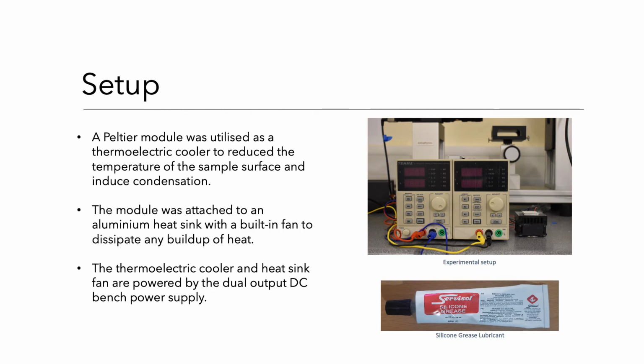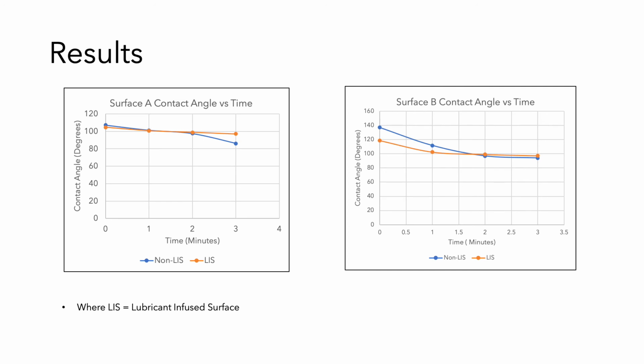As condensation commenced, the contact angle on the surfaces began to decrease, revealing a gradual loss of water repellency. This serves as confirmation that condensation can inhibit the functionality of microstructured hydrophobic surfaces. The results show that infusing a lubricant into the surface structure results in a decreased initial contact angle. This does not conform with the findings of similar studies. This occurred because a thick silicone grease lubricant was used, which was likely to build up on the surface.